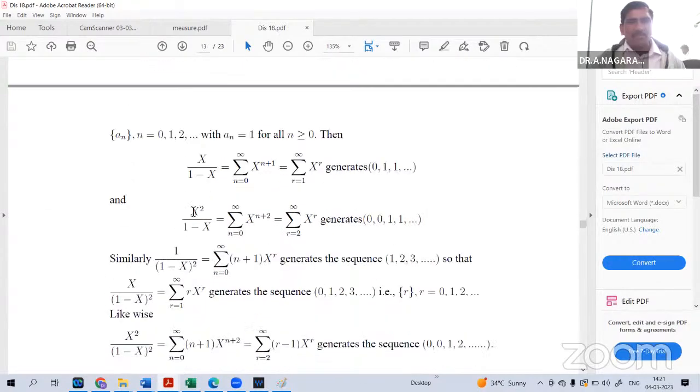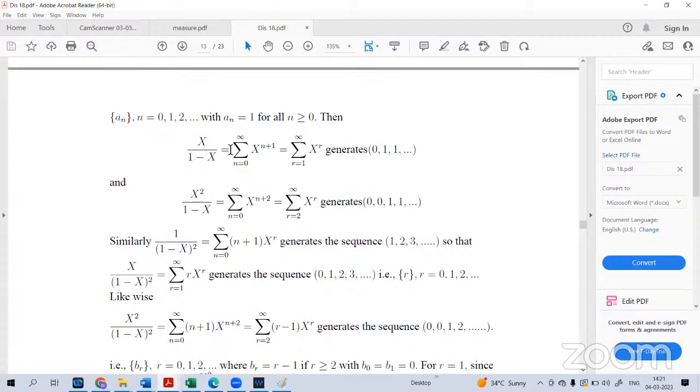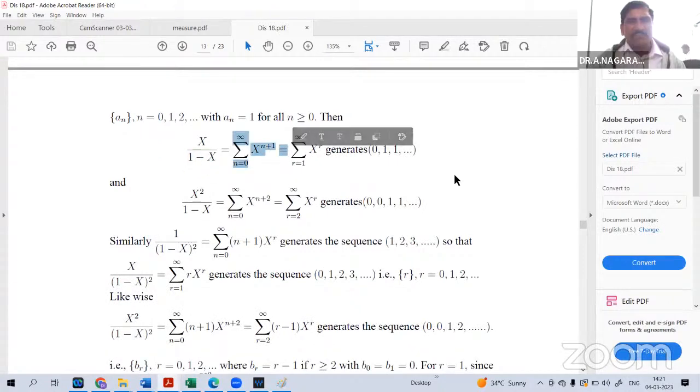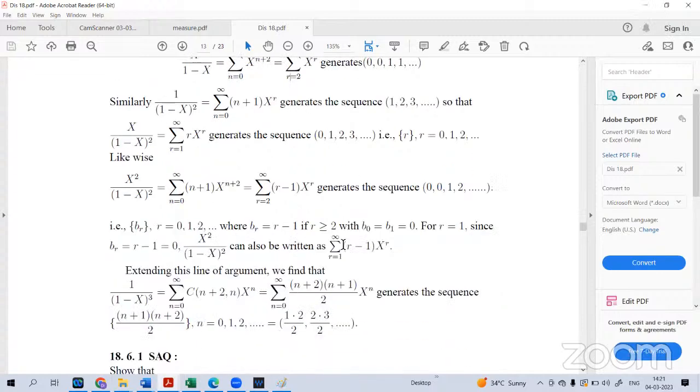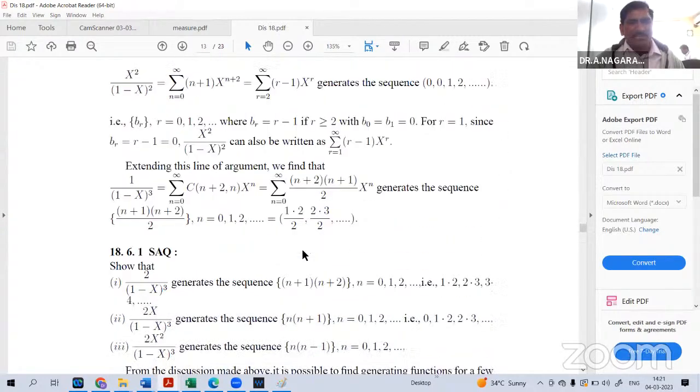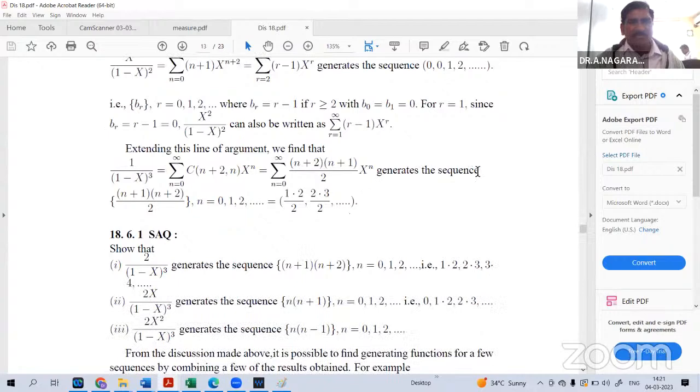Here, for example, x by 1 minus x will be there. What I can write, this is the generating function. Next, x square into 1 minus x whole power minus 1. Like this, we can write all the generating functions. Clear? This is the overall idea about generating functions.